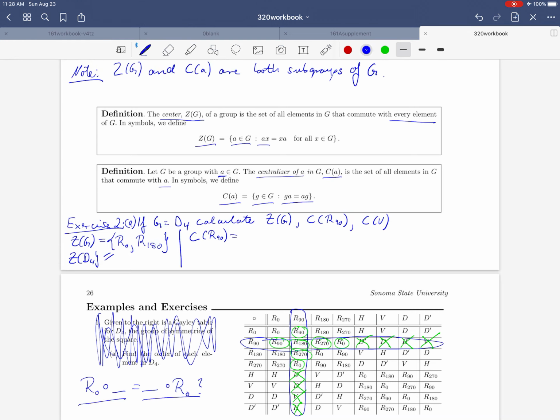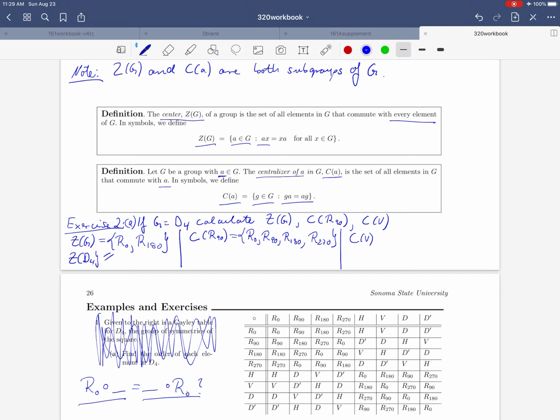Let's note that down. So this is R0, R90, R180, and R270. So the centralizer of our rotation R90 is all the rotations, including R90 itself. Okay, so we got that. And now let's look at the centralizer of V. And I encourage you to stop the video and find it yourself first. I'm doing some more cleanup.